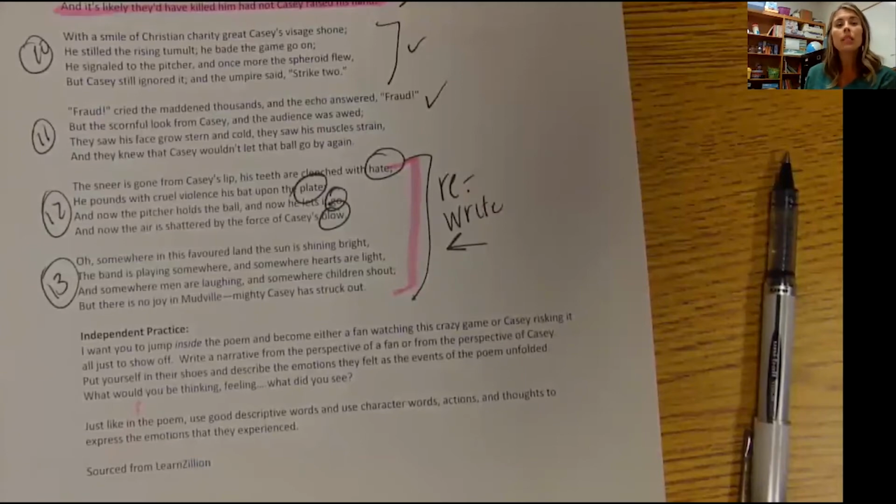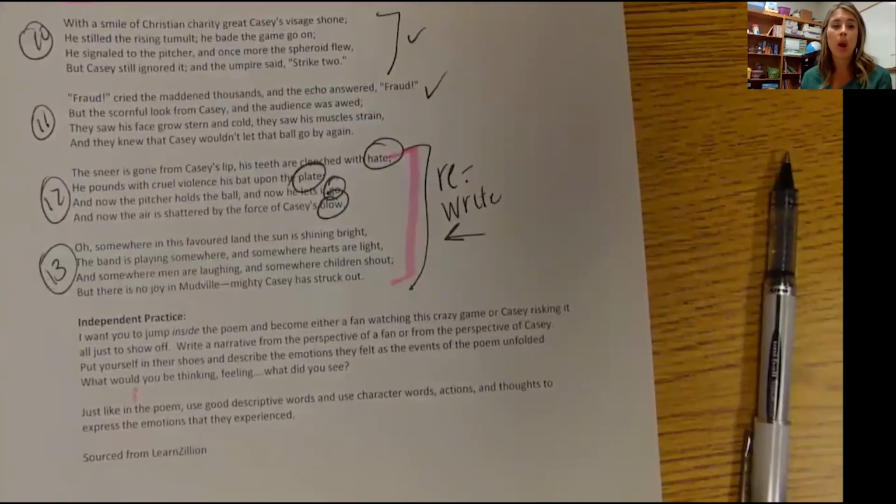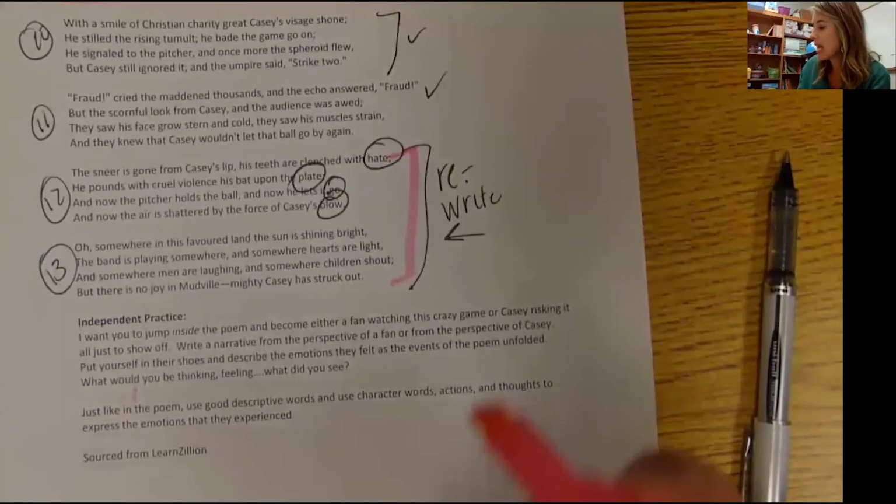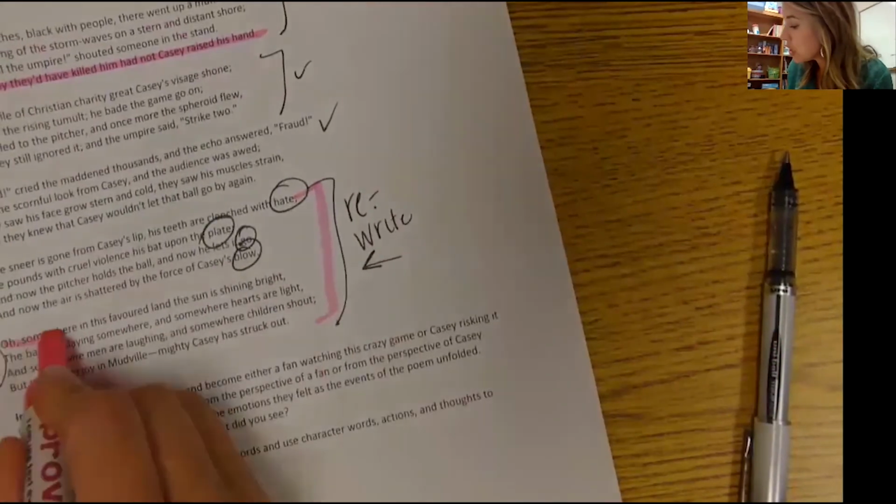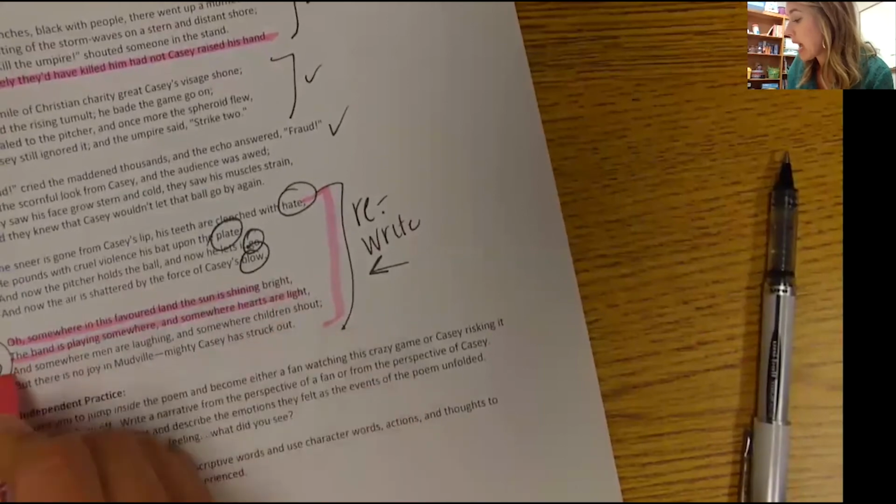Now, what did you visualize from those three lines? I want you to draw what you visualized. The sun is shining bright. The band is playing somewhere. Hearts are light. Men are laughing. Children are shouting out. I want you to draw that, what you visualize. What do you visualize? Or what words would you say really do a good job of explaining that?